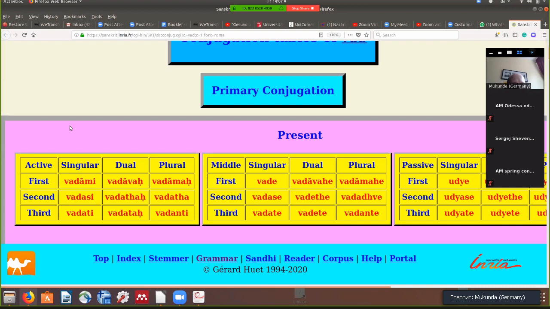So you can recognize that there's always a vad at the beginning, and then you have different endings.